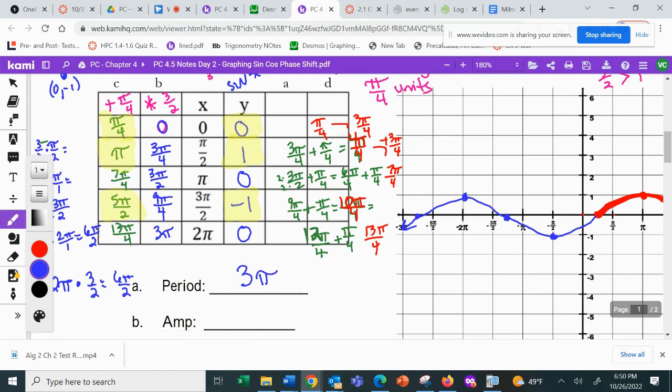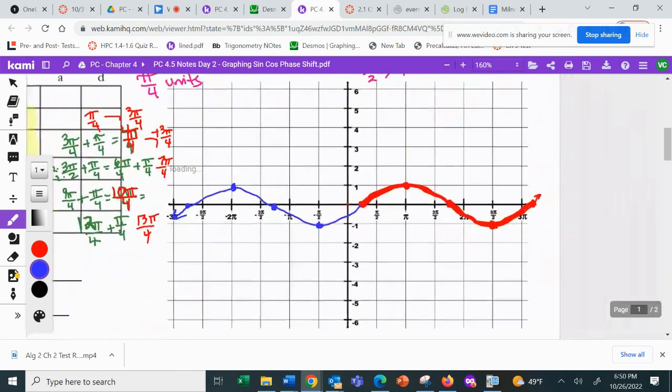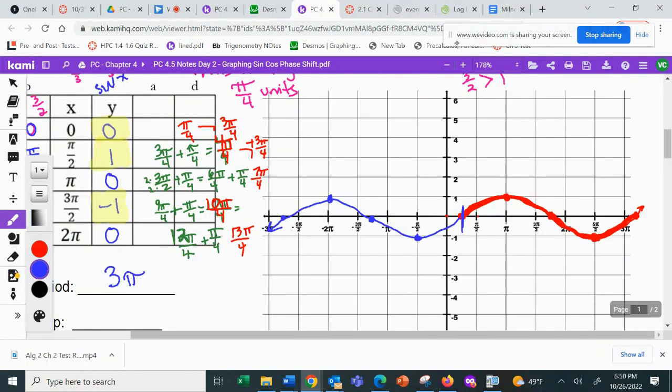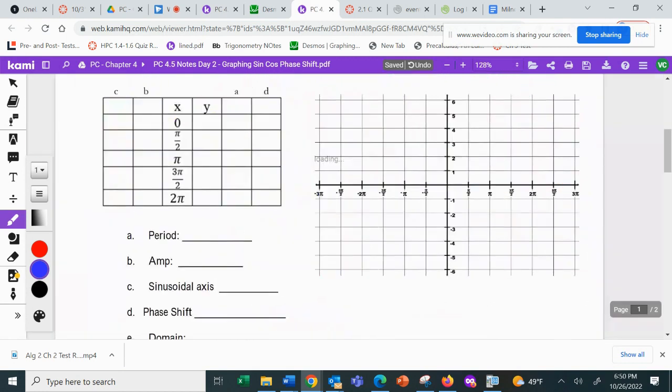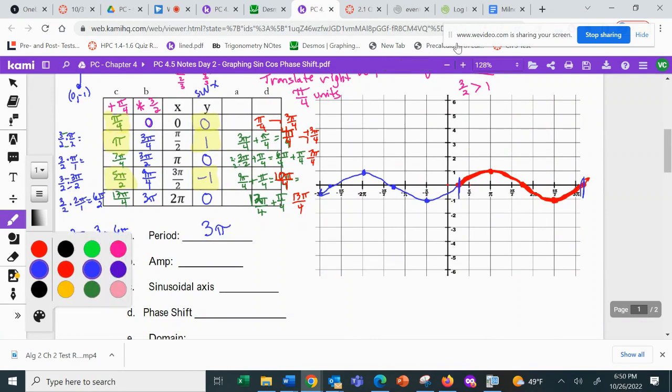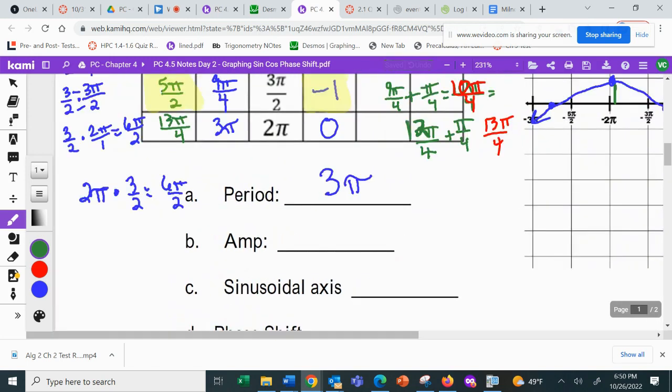So if I look at my graph horizontally from start to finish, from here to here for one cycle, it should be exactly 3 pi long. The amplitude, that is on the graph how far up and how far down from the midline. In my notes above, I say the amplitude is just a vertical stretch or shrink.